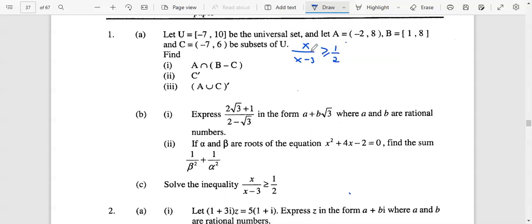Now friends, when you are talking about inequalities, you don't cross multiply. So what I'm going to do is I'm going to take the 1 over 2 to the other side of the equation to be x divided by x minus 3 becomes minus 1 over 2 greater than or equal to 0.